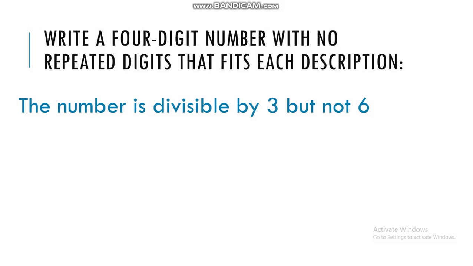How can we know if a number is divisible by 6? Well, a number is divisible by 6 if it is divisible by 2 and 3. We want the number to be divisible by 3, but not 6. Not 6 means not 2. Okay, so we must think of a number that is not divisible by 2.